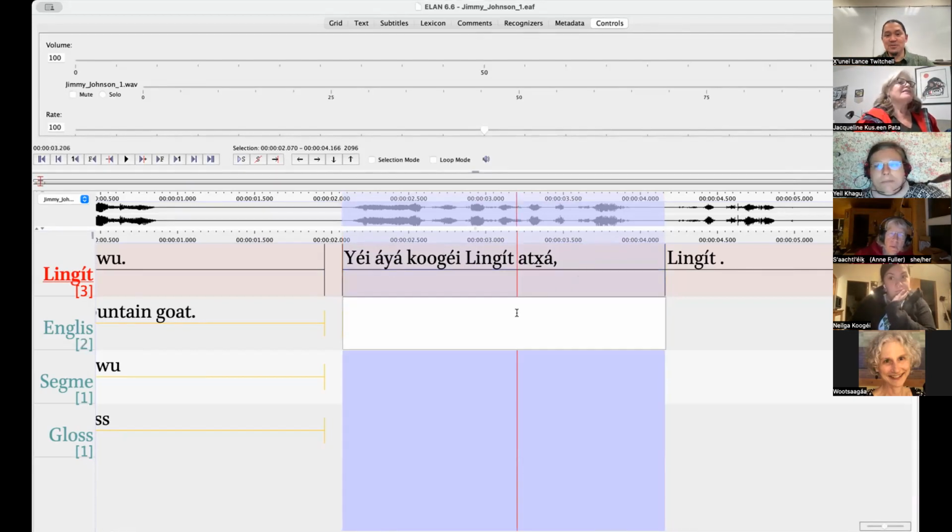Good foods, but the aayí part. This is lots of Lingít food. Or what you might say in English, there are lots of Lingít foods. There are lots, yes.